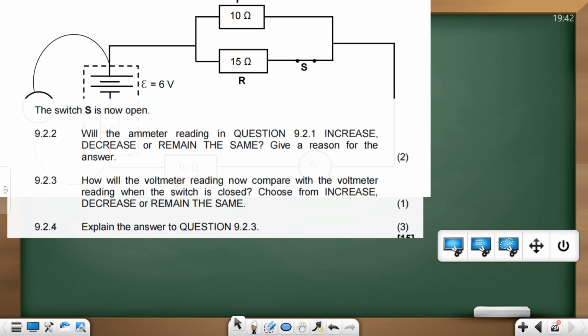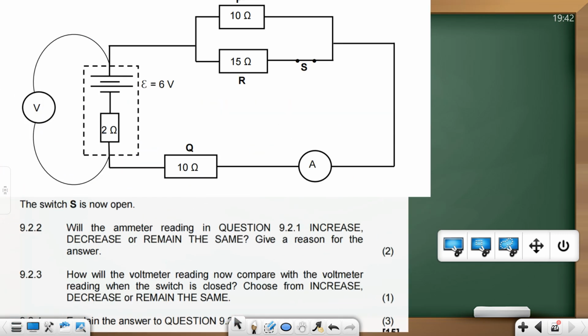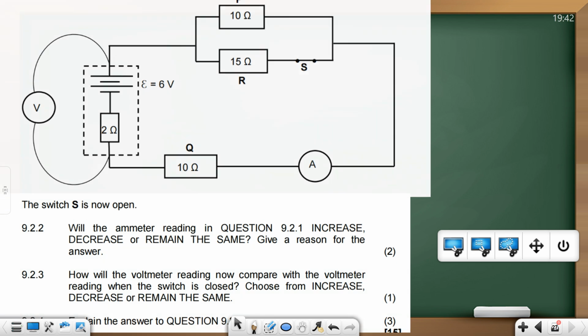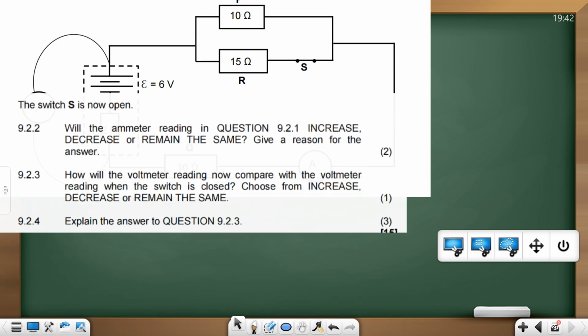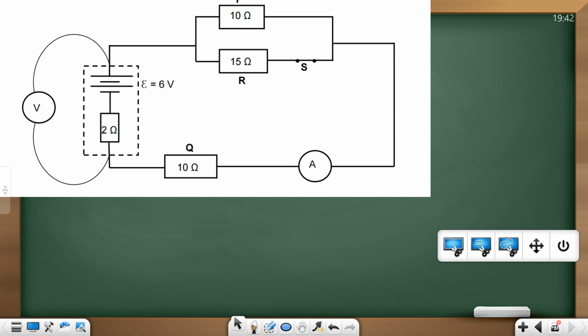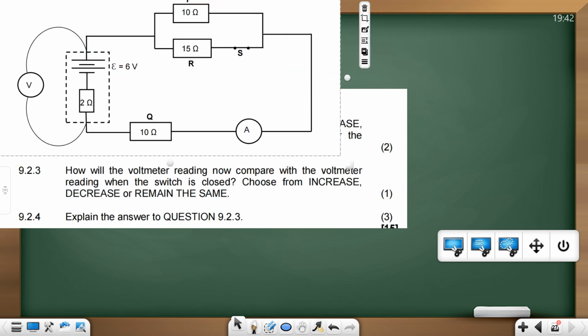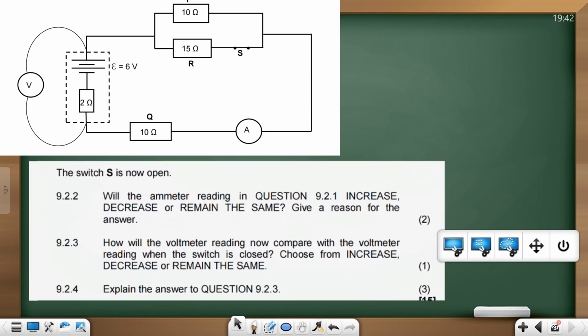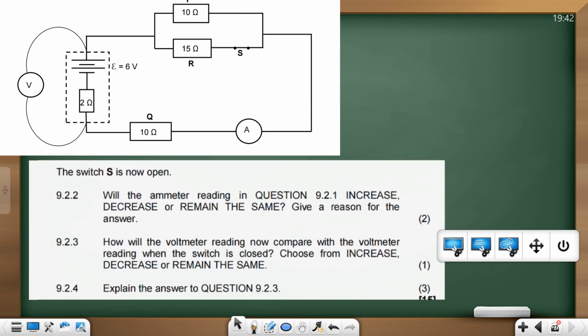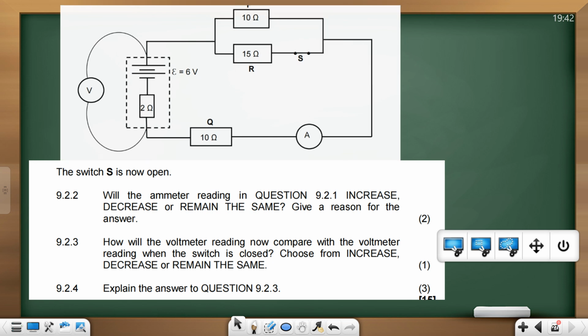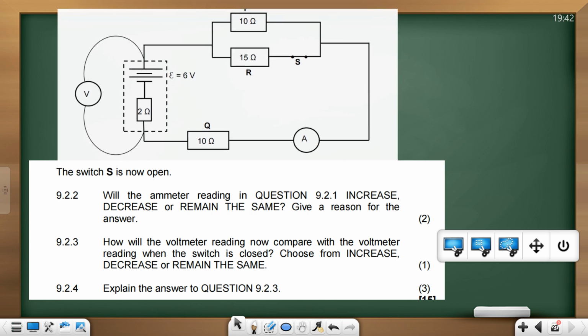It's now theory. The switch S is now open. Okay, I want to reduce this diagram. There we go. Let's try to reason now. The switch S is now open.